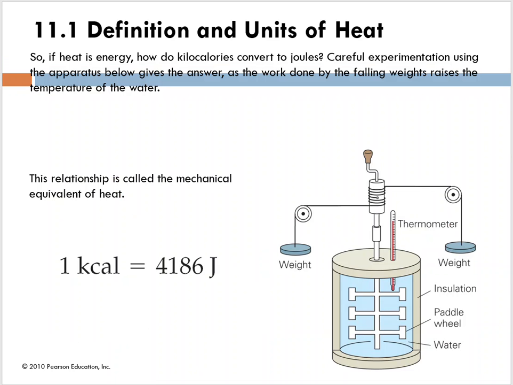So, if heat is energy, how do kilocalories convert to joules? Careful experimentation using the apparatus below gives the answer, as the work done by the falling weights raises the temperature of the water. As the weights fall, they turn these paddles, getting the water to move faster, creating heat. This relationship is called the mechanical equivalent of heat. 1 kilocalorie is equal to 4,186 joules.